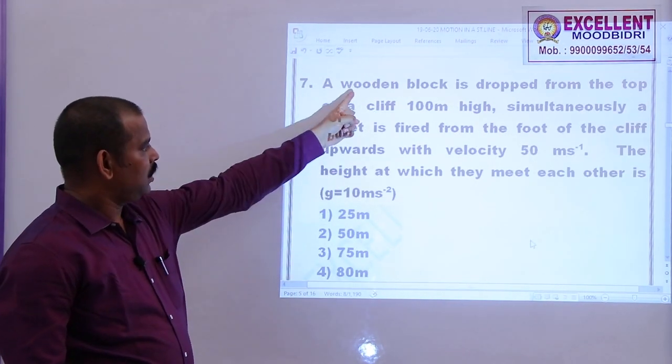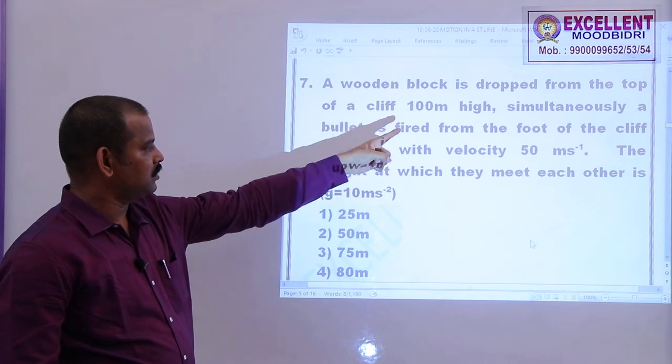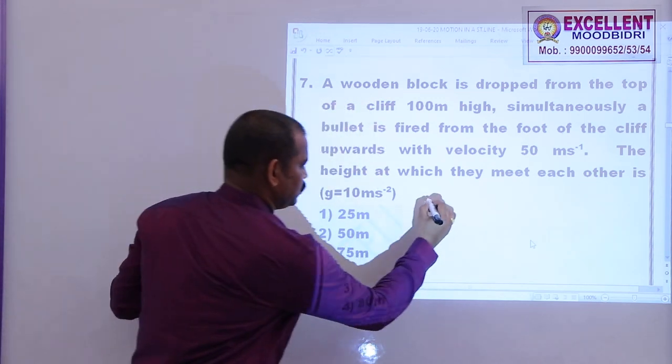Problem number 7. A wooden block is dropped from the top of a cliff 100 meters high. Simultaneously, a bullet is fired. So this is the cliff.